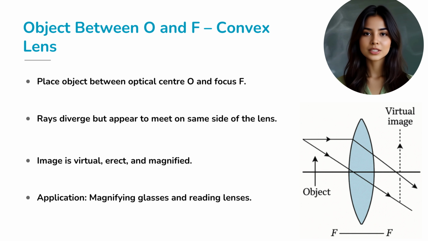Reading lenses use the same idea, helping people see tiny letters in books or newspapers. Without this property, detectives in cartoons wouldn't have their signature oversized magnifying glass. So, to summarize, when the object is between O and F, the convex lens produces a virtual, upright, and magnified image on the same side of the lens. And that's what makes convex lenses not only scientific tools but also everyday helpers in reading and observation.